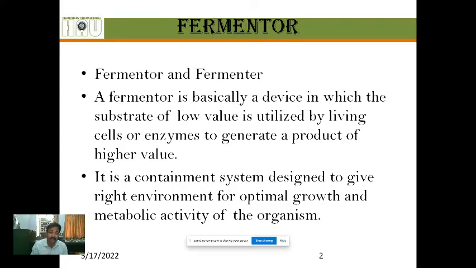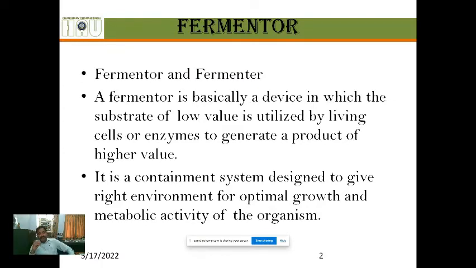There are two words, fermenter and fermentor. Actually, these are interchangeable. Both may be used for a vessel or an organism. Usually, what I recommend to my students is when it's fermenter with OR, then it refers to the organism which is causing the fermentation, which is responsible to carry out the fermentation process. And fermenter with ER is referring to the vessel in which a particular process, or you can say the fermentation process, is going on.